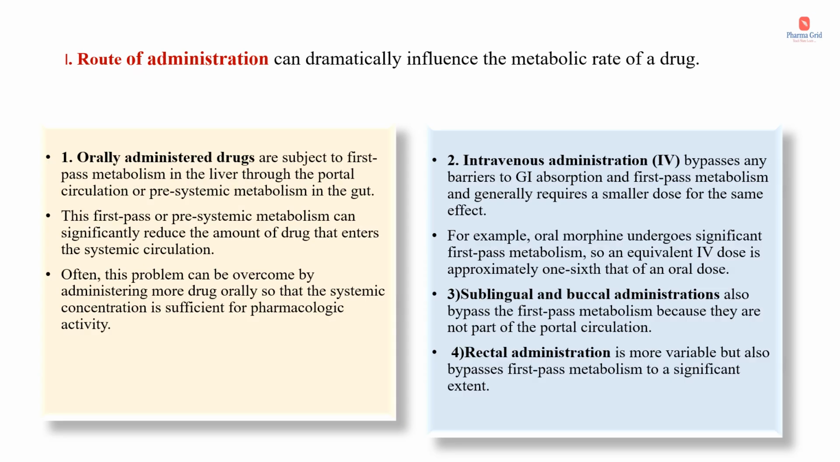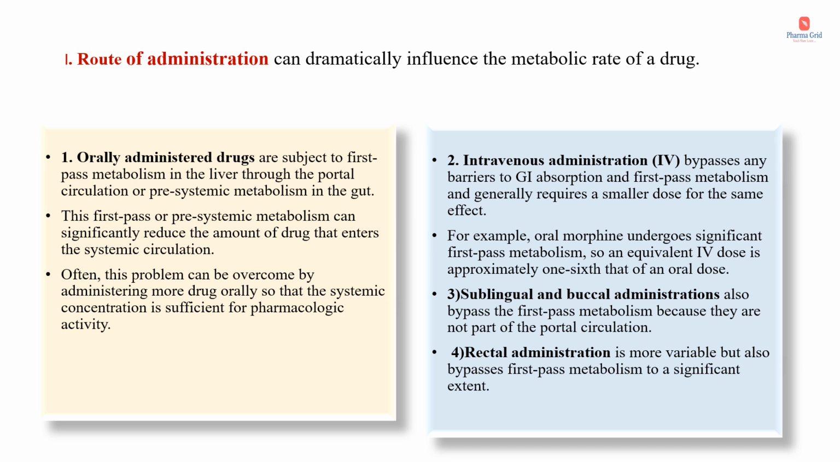The route of administration can dramatically influence the metabolic rate of a drug. First, see the orally administered drugs. Orally administered drugs are subject to first pass metabolism in the liver through the portal circulation or pre-systemic metabolism in the gut. This first pass or pre-systemic metabolism can significantly reduce the amount of drug that enters the systemic circulation.